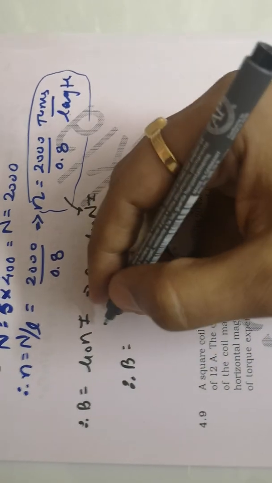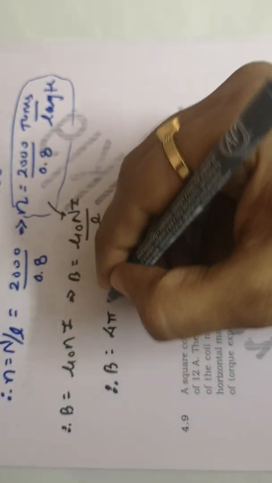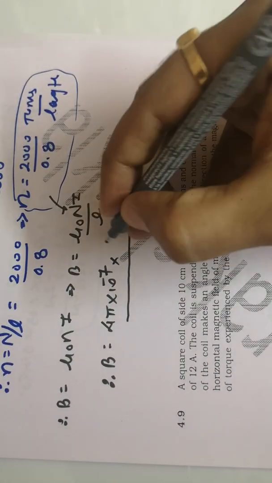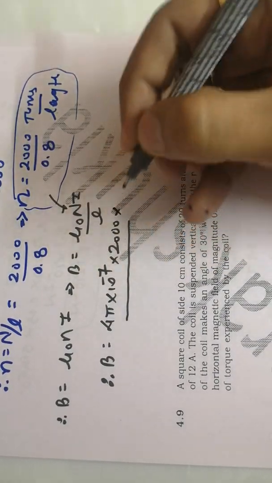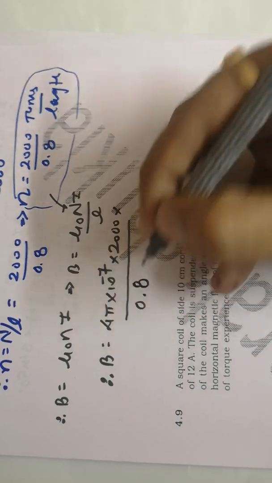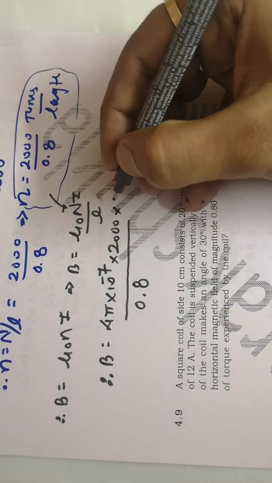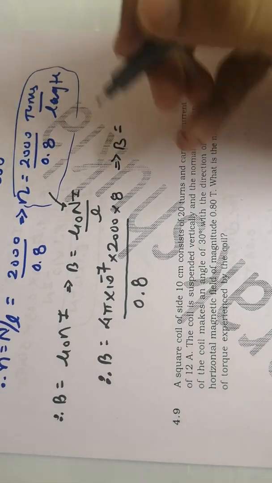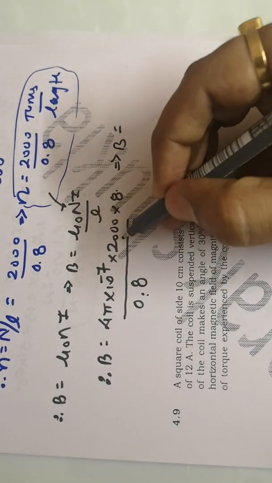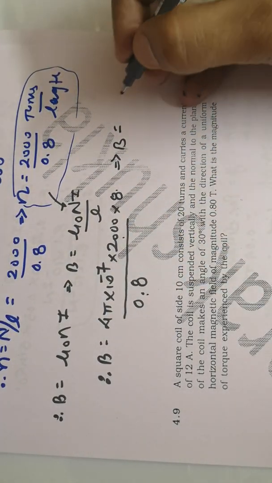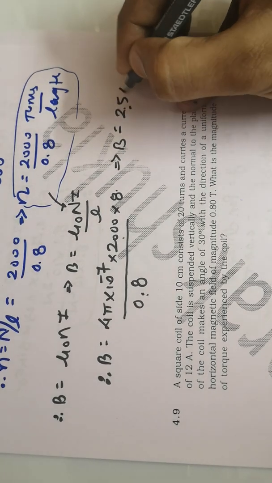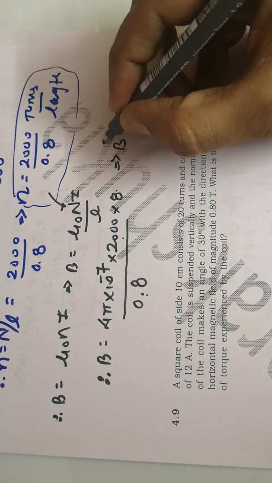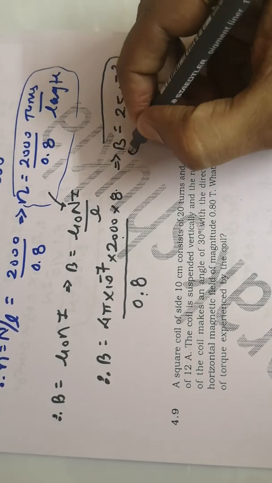I'm putting B is equal to 4 pi 10 to the power minus 7, times 2000 divided by 0.8, times the amount of current, 2 amperes, and that would give a magnetic field of 2.5 cross 10 to the power minus 2 Tesla. So this is how you can solve such type of example.